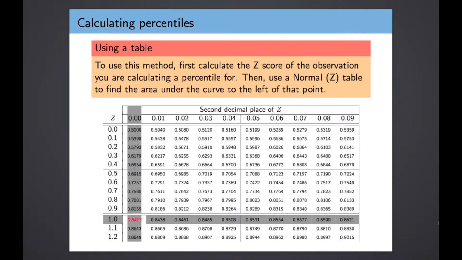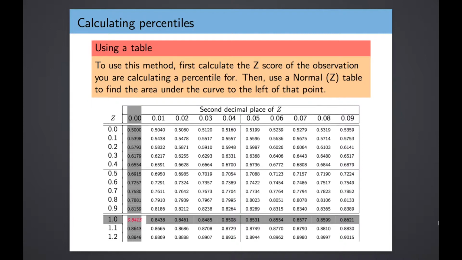So the final way that we have of calculating a percentile is also the most analog way. And this is to use a table, a normal distribution table, also called a z-table, to find the percentile for an observation that we're looking for. So the first thing that we have to do to use this method is to calculate the z-score of the observation that we're looking at.